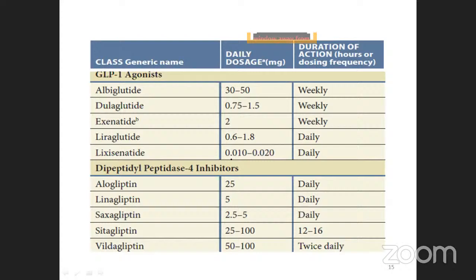So we have different others, that is DPP-4 inhibitors, that is dipeptidyl peptidase 4 inhibitors. These are all gliptins, they are orally available.